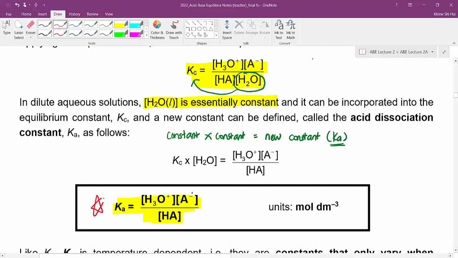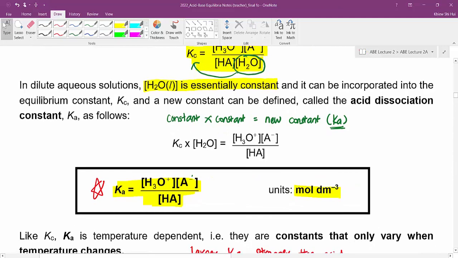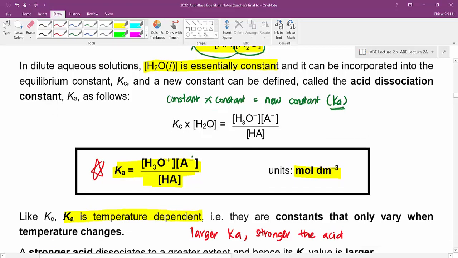You are expected to be able to write the Ka expression for the weak acids given, and the units of Ka are expressed as mol per dm cubed. Just like the equilibrium constant, the acid dissociation constant Ka is also temperature dependent, meaning to say that it only changes when temperature changes.